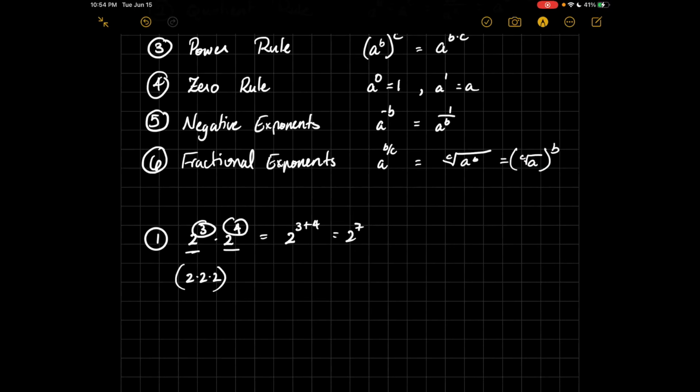And you can see this is true because you're just multiplying 2 times 2 times 2, that's 2 to the power of 3, times 2 times 2 times 2 times 2. Well, obviously that's the same thing as 2 to the power of 7.